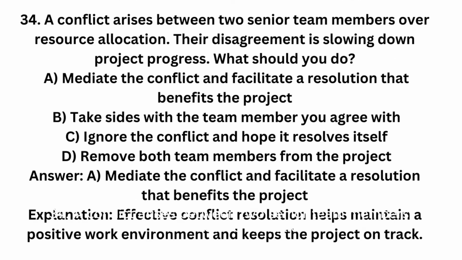34. A conflict arises between two senior team members over resource allocation. Their disagreement is slowing down project progress. What should you do? A. Mediate the conflict and facilitate a resolution that benefits the project. B. Take sides with the team member you agree with. C. Ignore the conflict and hope it resolves itself. D. Remove both team members from the project.